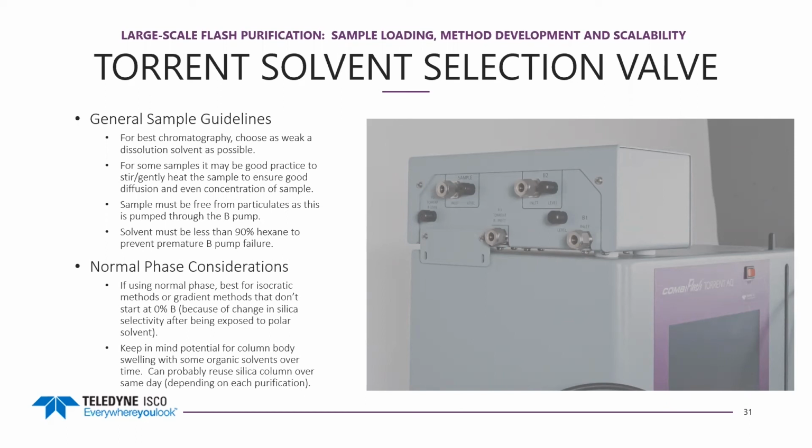If you're doing the solvent selection valve with normal phase solvents, it's probably best used for isocratic methods or even gradient methods that don't start at 0% B. This is because if you take a new column and expose it to polar solvent, it can change the selectivity of the silica versus a new column when you try and reuse it, particularly at 0% B. But if you're doing a method that starts higher, where you already have some polar solvent on it, that effect is not as significant. You can kind of use that as a reverse phase column for a short period of time.